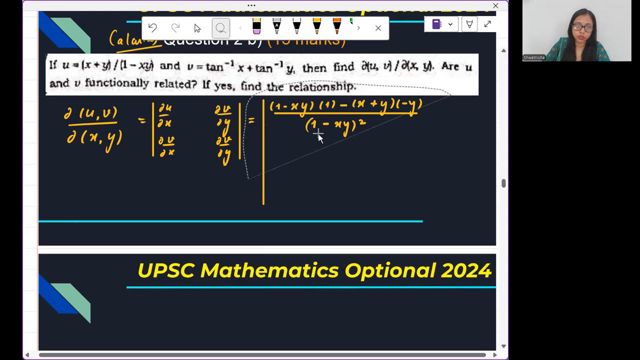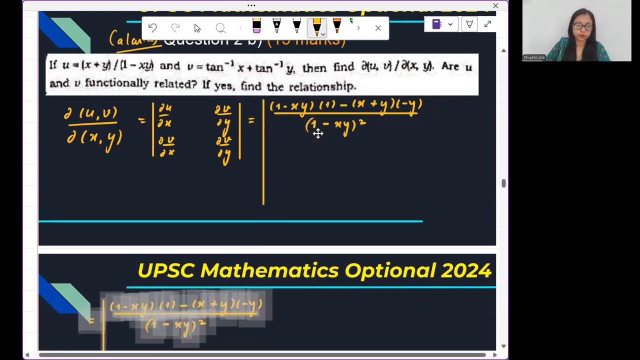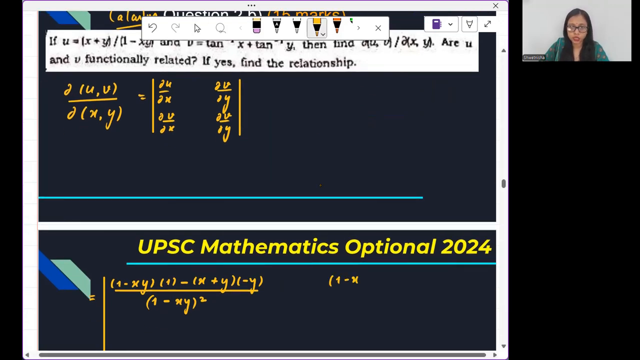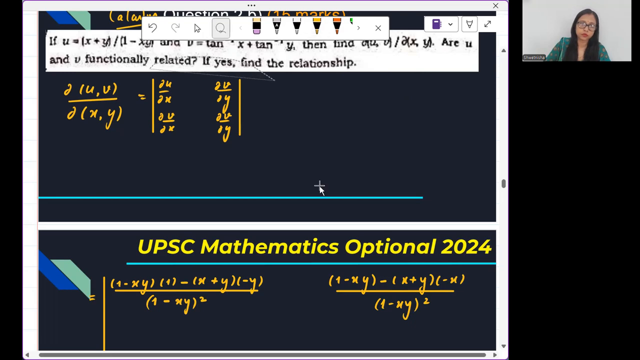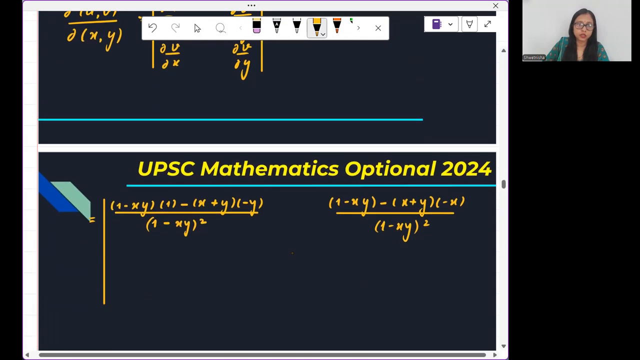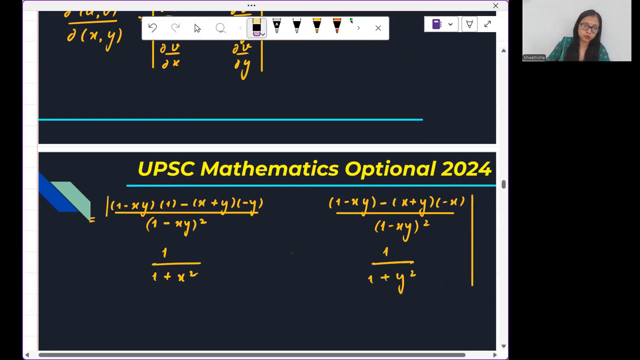And this second, let me write it here. Then we have with respect to y. With respect to y, it would be 1 minus xy minus x plus y is also minus x divided by 1 minus xy whole square. And v with respect to x is 1 upon 1 plus x square, and here it is 1 upon 1 plus y square. Find out this determinant.